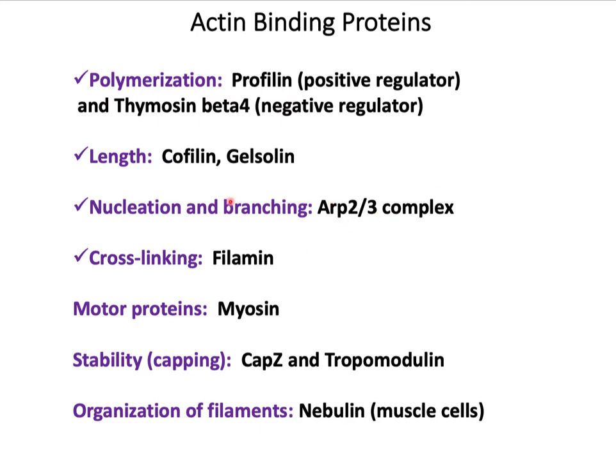There are proteins that can regulate the cross-linking between the filaments. There are also actin motor proteins, and these are the proteins that use the power of ATP hydrolysis to move along the actin filaments. There are proteins that regulate the stability of the filament, and there are other proteins that regulate the organization of the filament. And in this part, we are going to focus on these first four and have checked them off as the proteins that regulate polymerization, regulate length, regulate branching, and cross-linking.